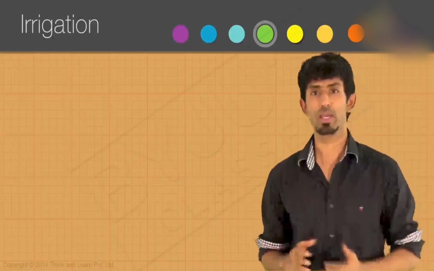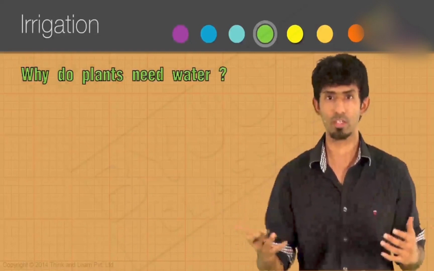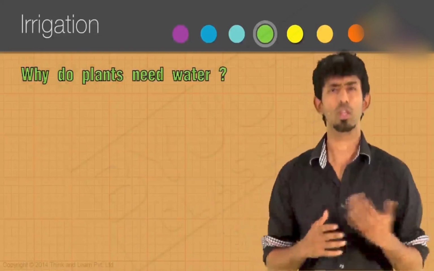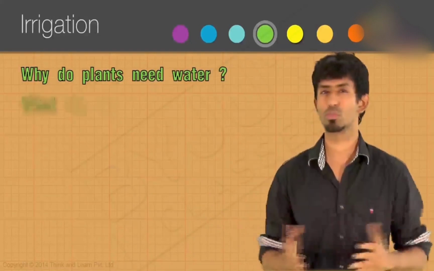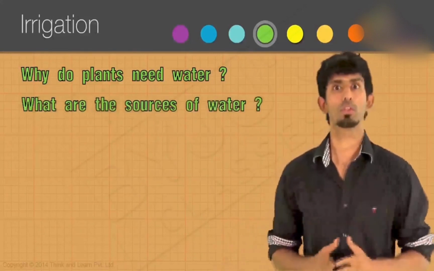One of the questions that you might already have is, why do plants need water? What does water do for them? Don't you already have that? So what else could be there? Yeah. What are the sources of water? Where do we get this water from? Second question. What other question could you have?